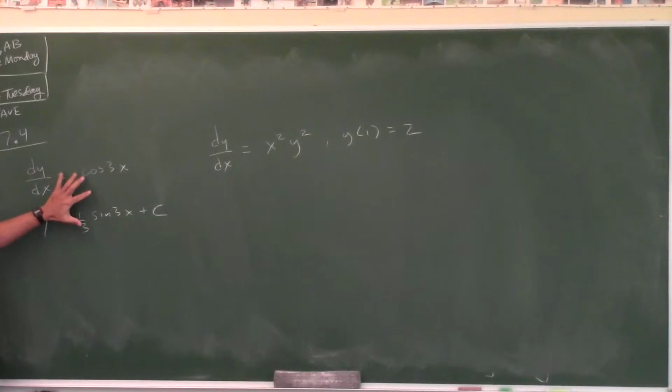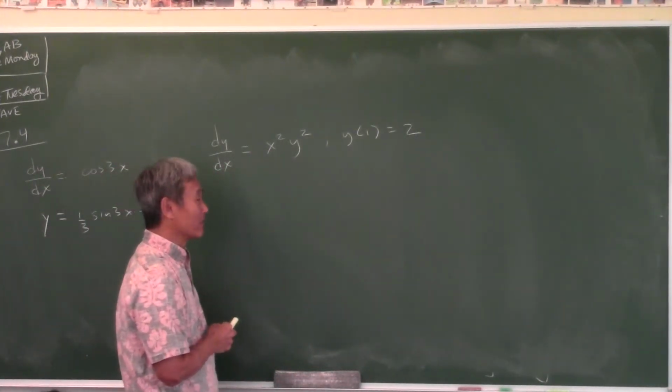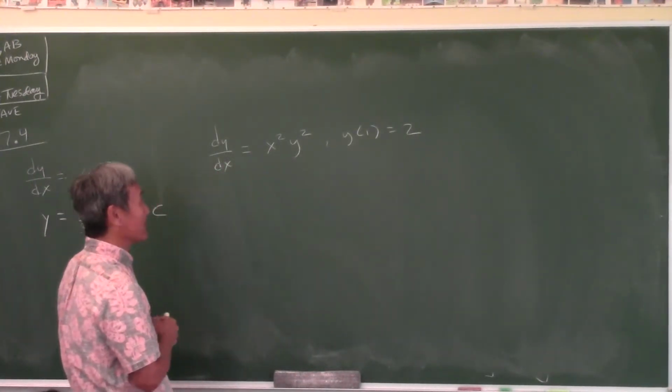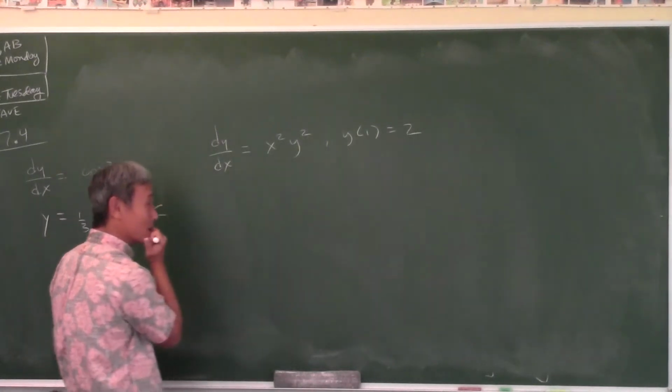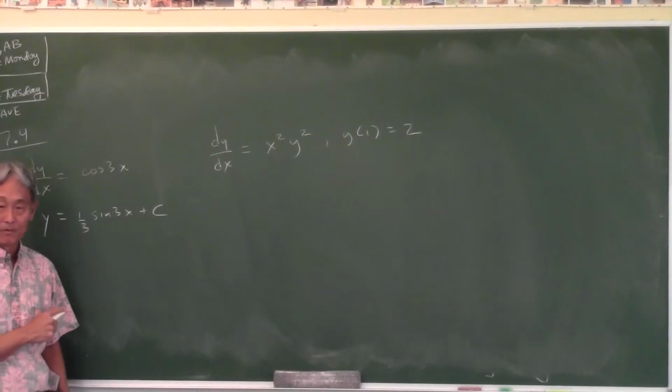This one only has x's in it, so all you have to do is simply find the antiderivative. But when you have x's and y's in it, can you simply just find the antiderivative? No, you can't, because of this y. So what are we going to do here? Did anybody read ahead? Usually there's like 1 or 2 people.